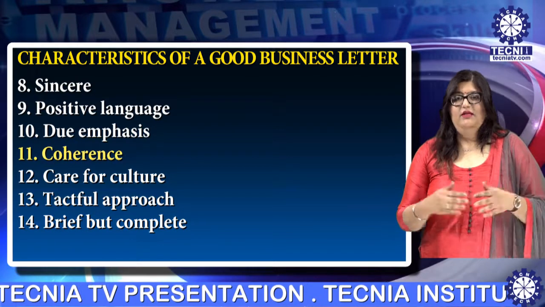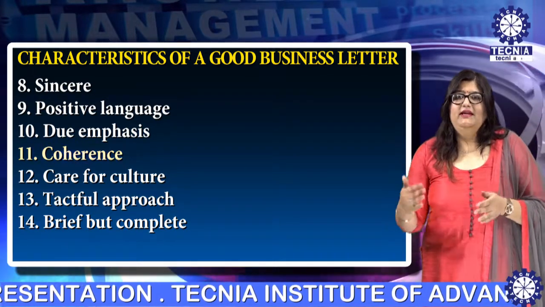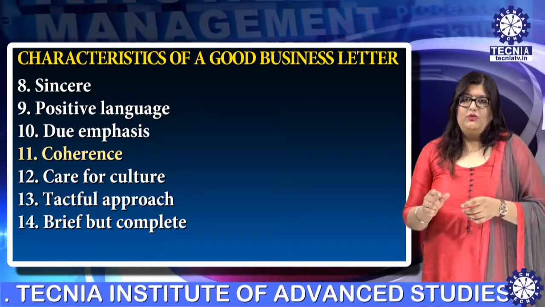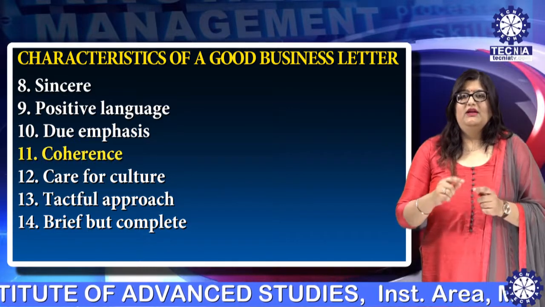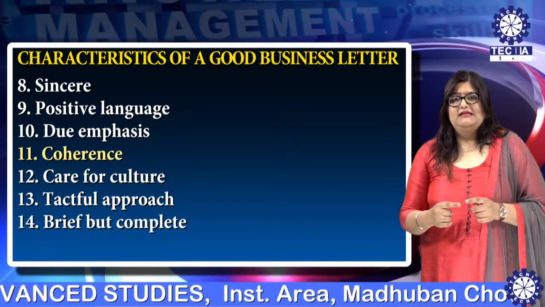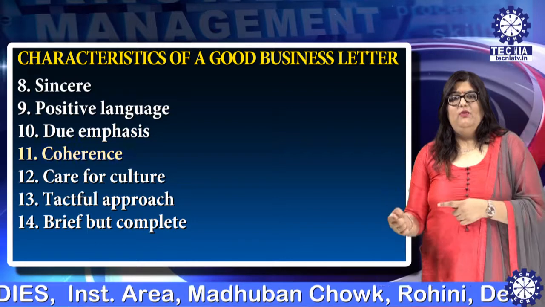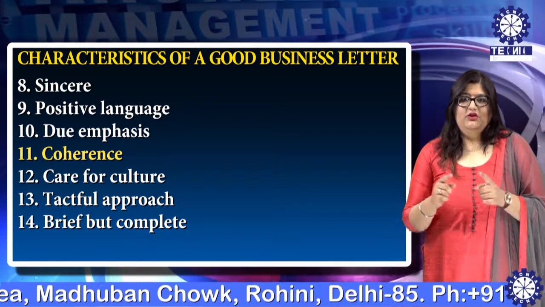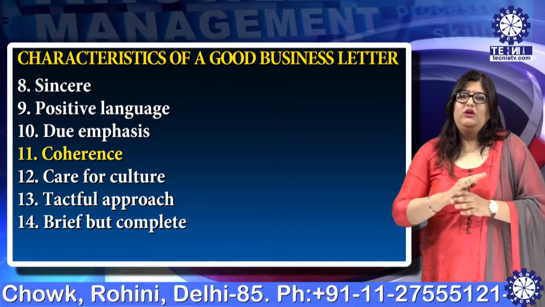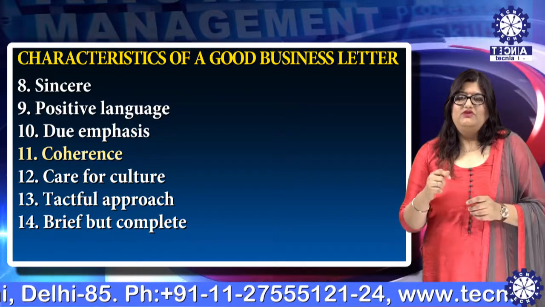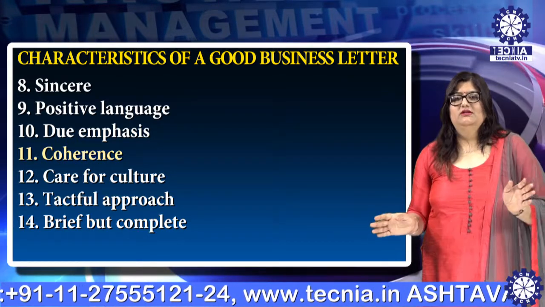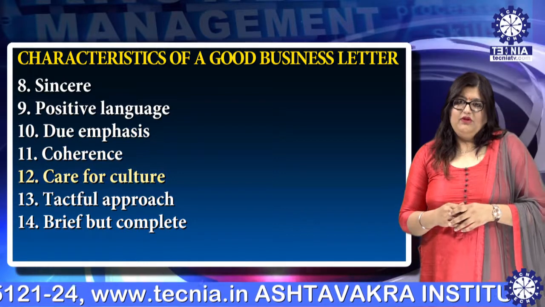11th is coherence. The information present in the letter should be arranged in a logical way. This is done by using carefully the linking devices, pronouns, and repeating the keywords. Unless arranged in a logical way, the information will lose its meaning and thus the objectivity of the correspondence will be lost.